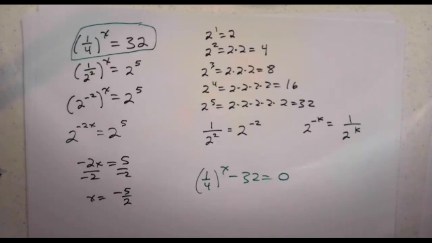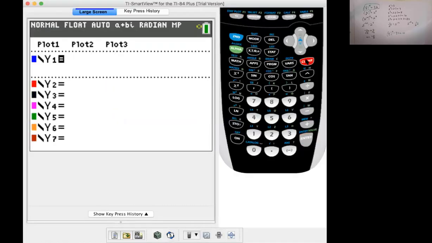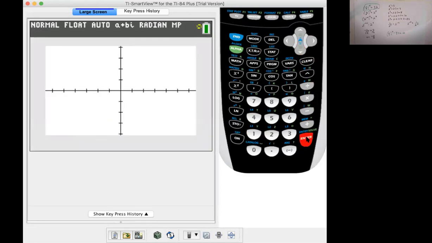So let's go back to the graphing calculator. And we want to show (1/4)^x minus 32, and I want that to equal 0. And I usually start with zoom decimal. I think it should cross at negative 5/2, negative 2.5. So zoom decimal is probably pretty good. So I hope it crosses at minus 2.5. Does it? Boy, it sure looks pretty good there, doesn't it?